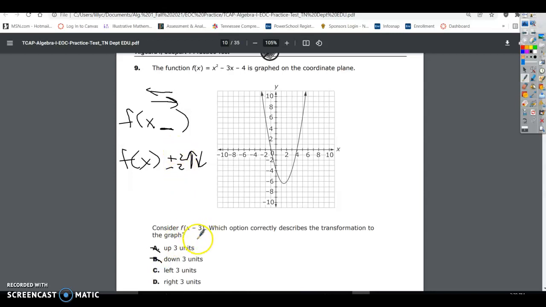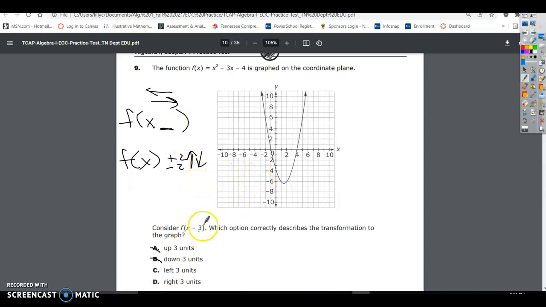Now, you do have to be careful here. When it moves up or down, it moves the way you expect it to. So if it says plus 2, you move up 2. And if it says minus 2, you move down 2. But with the horizontal movements, it's always opposite the way you expect it to.